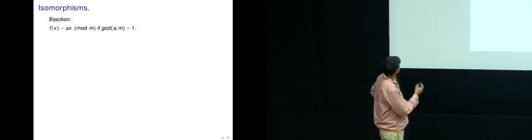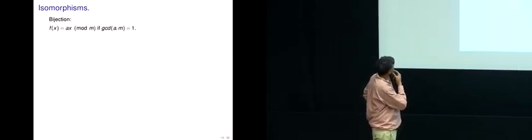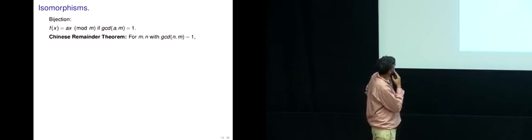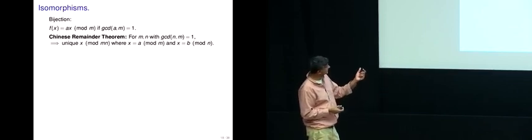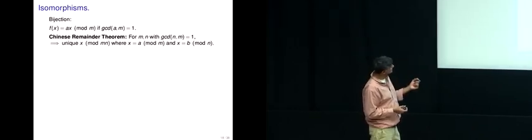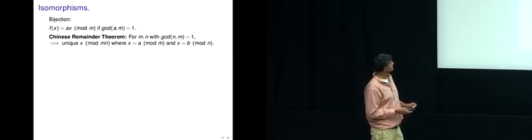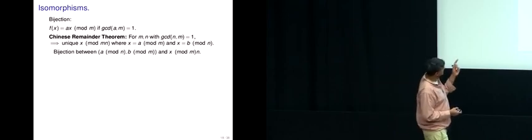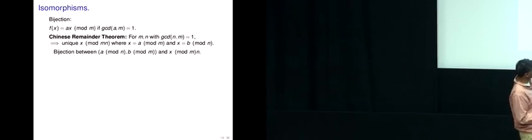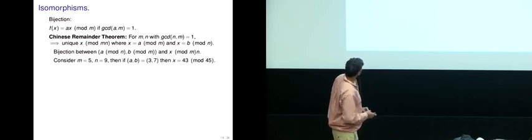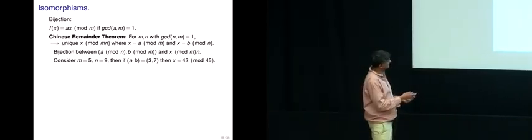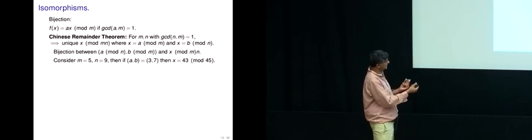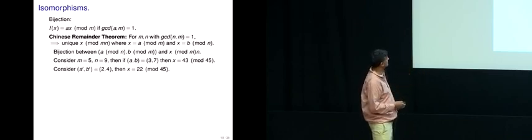So we had a bijection, f of x equals ax mod m if GCD of a and m equals 1. Now, for the Chinese remainder theorem, we had a bijection from pairs of numbers mod m and mod n to a number mod m times n. So pairs of numbers, a mod n and b mod m, correspond to exactly one x mod mn. That mn should be inside the parentheses. So for m equals 5 and n equals 9, if (a, b) equals (3, 7), then 43 is the x mod 45 that it corresponds to.